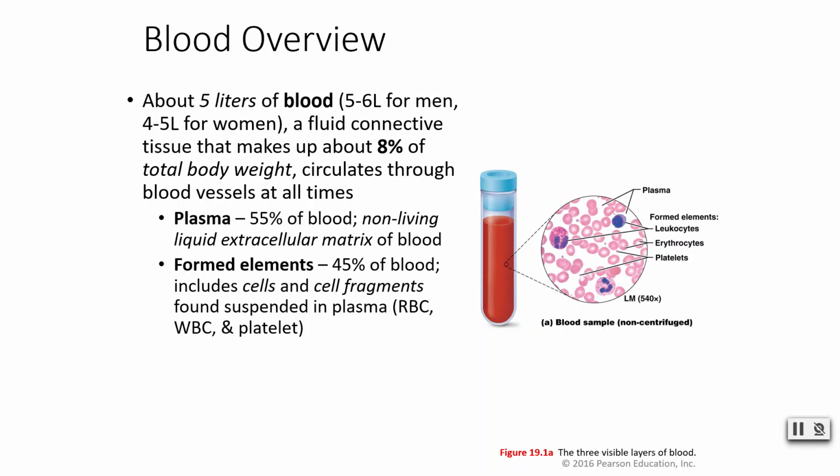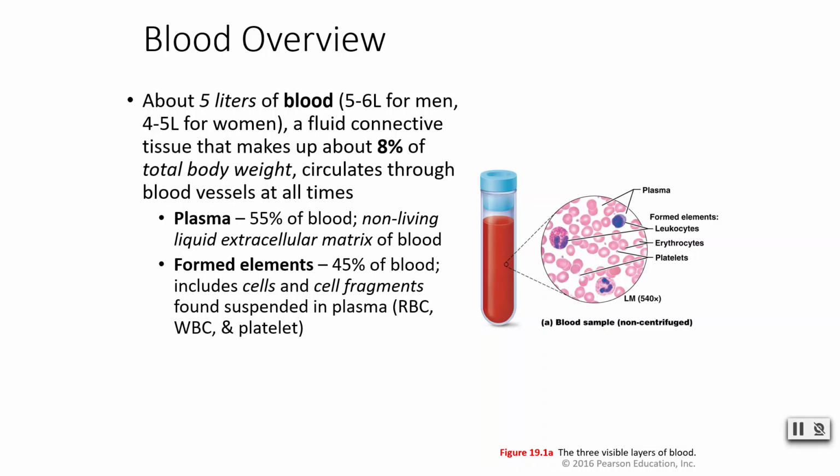Now, we all know that our blood circulates through the blood vessels, and your blood is made of 2 major components, your plasma and your formed elements. Plasma is the higher percentage of the total blood volume. It's about 55% of your blood. This is just a non-living fluid. It's the extracellular matrix of your blood. This is where your blood cells float around in.